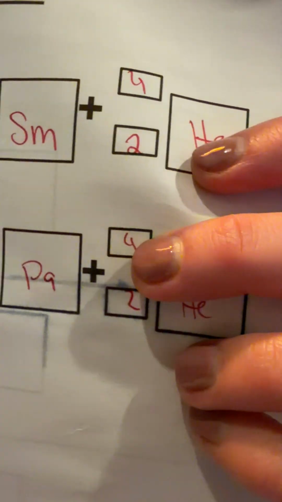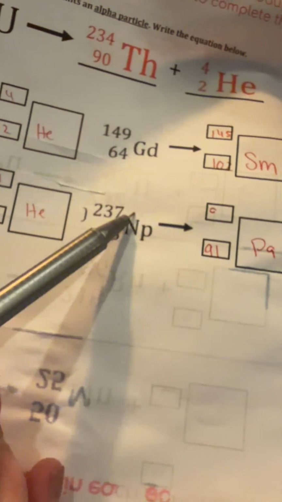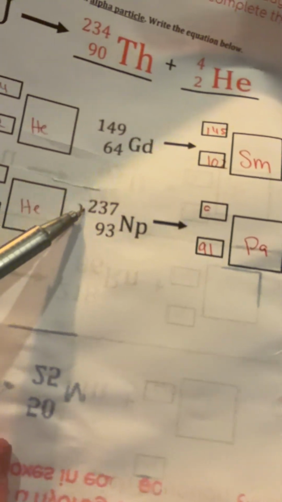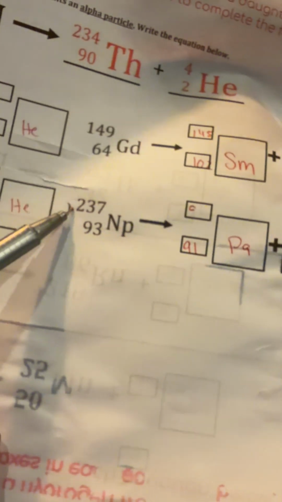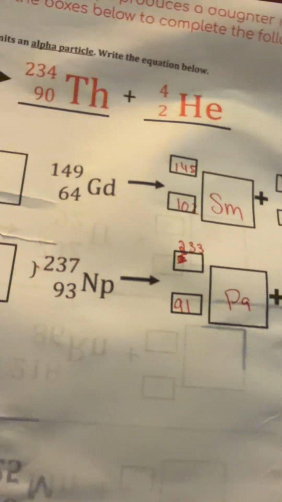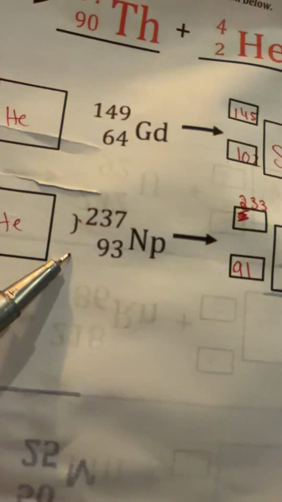Let's put that in the right spot. Pa has 91 as the atomic number, but we're going to subtract 4 from 237 because we're taking away 4 pieces of the nucleus. So 2 protons, 2 neutrons, so that's 237 minus 4, which gives us 233. So we have a total alpha radiation.